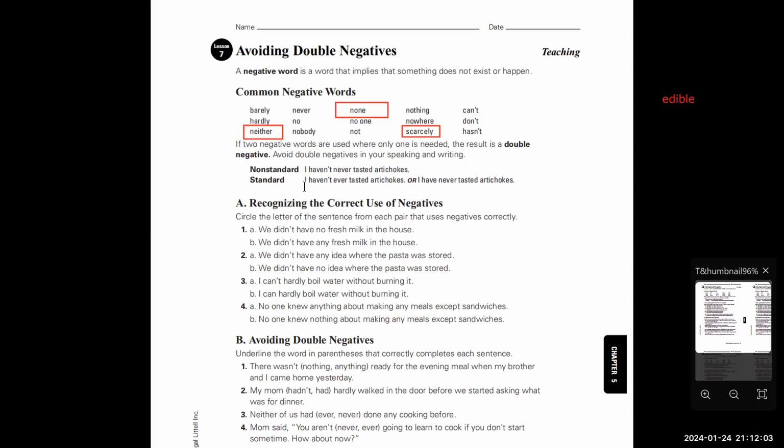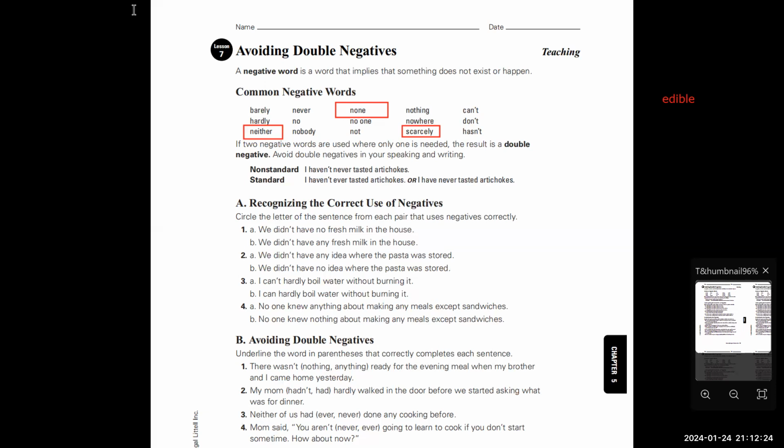Because in letter A, can't is a negative word and hardly is also a negative word. So it's not okay. It's double negative. So the correct answer is letter B. I can hardly boil. Okay, that's correct. Number four.